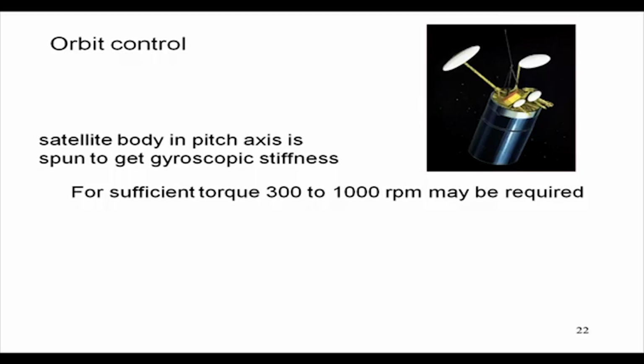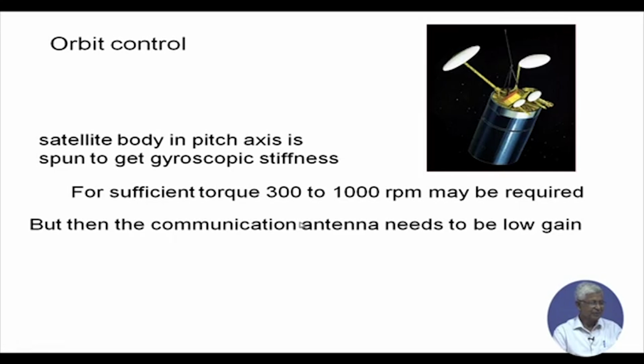Then let us look at the orbit. The satellite structure is also adjusted sometimes. Like just now we talked about the gyroscopic stiffness that can be generated. The satellite body itself could be a cylindrical body and it can be spun at a rate of 300 to 1000 rpm. If you spin the body, the axis of the cylinder will be stiff. So this is a way of keeping a stiff body.